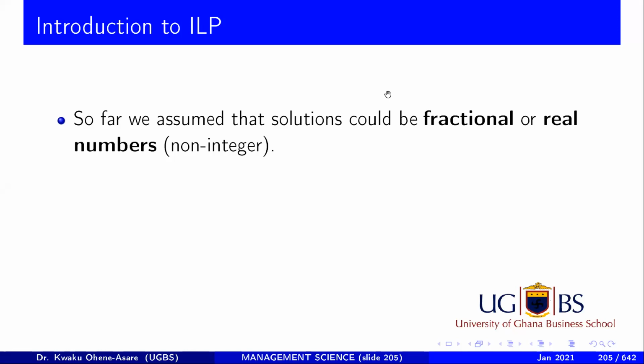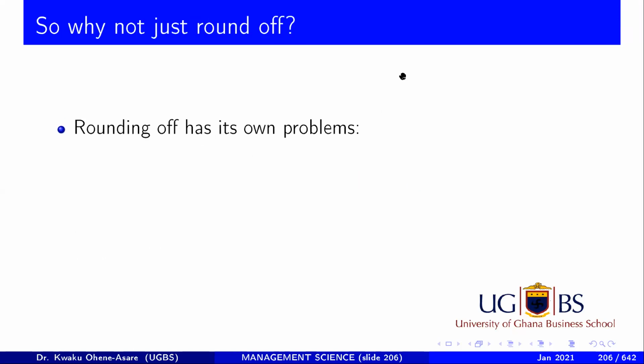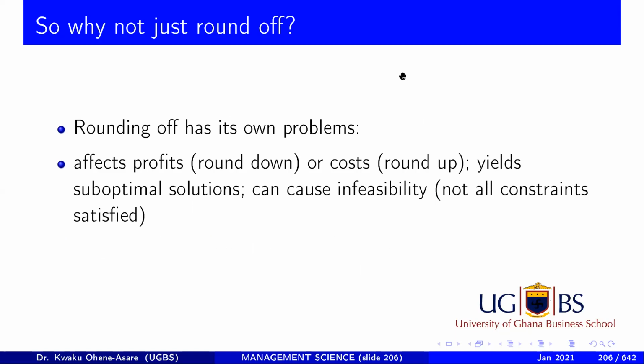Because of this, we need to find a way to handle it, because you can't have 1.18 TV adverts. You can't have 33.56 aircraft. You can't have 19.29 cars or vehicles. You need a whole number, you need an integer. An integer is a positive or negative whole number. In our case, we can't expect negative because we always have non-negativity constraints.